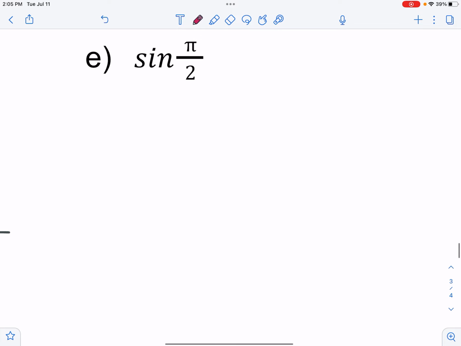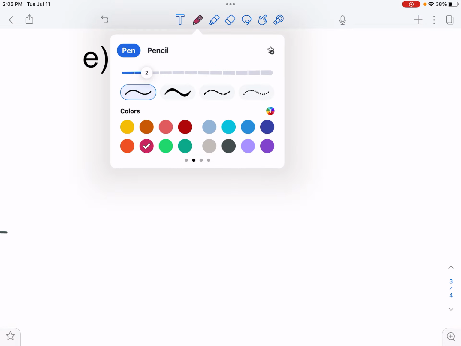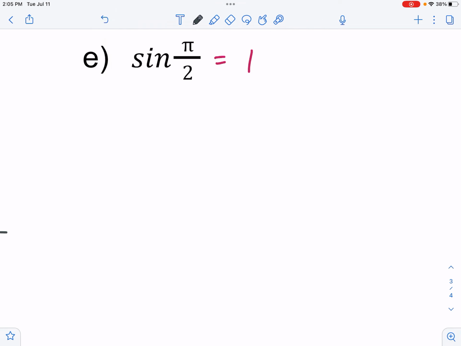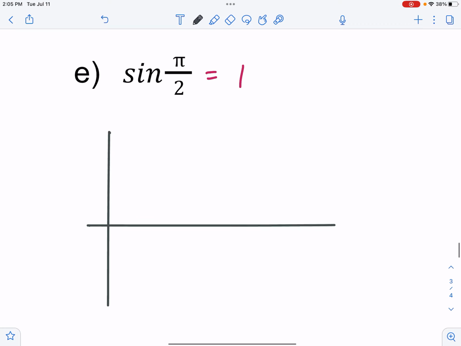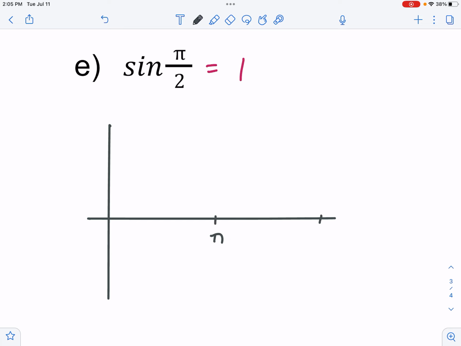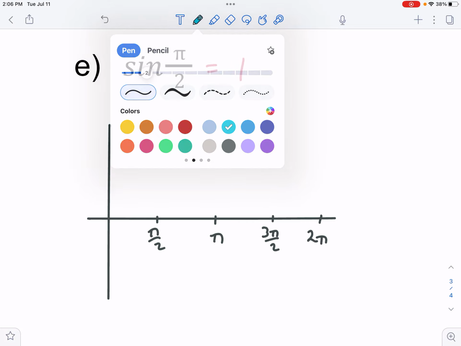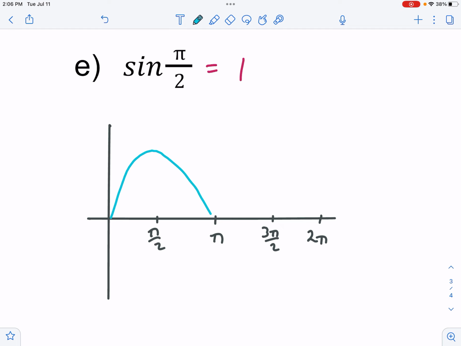All right, E, sine of pi over 2. You should just know this one. This is 1. How should you just know this one? Well, that is one of the key points of your sine function. If you think about it, I'll sketch it real quick. In your sine function, I have a pi, 2 pi, pi over 2, 3 pi over 2. Your function looks like this, for the most part. Where the max is 1, the min is negative 1, so at pi over 2, the value is just 1. So sneaky, so sneaky.